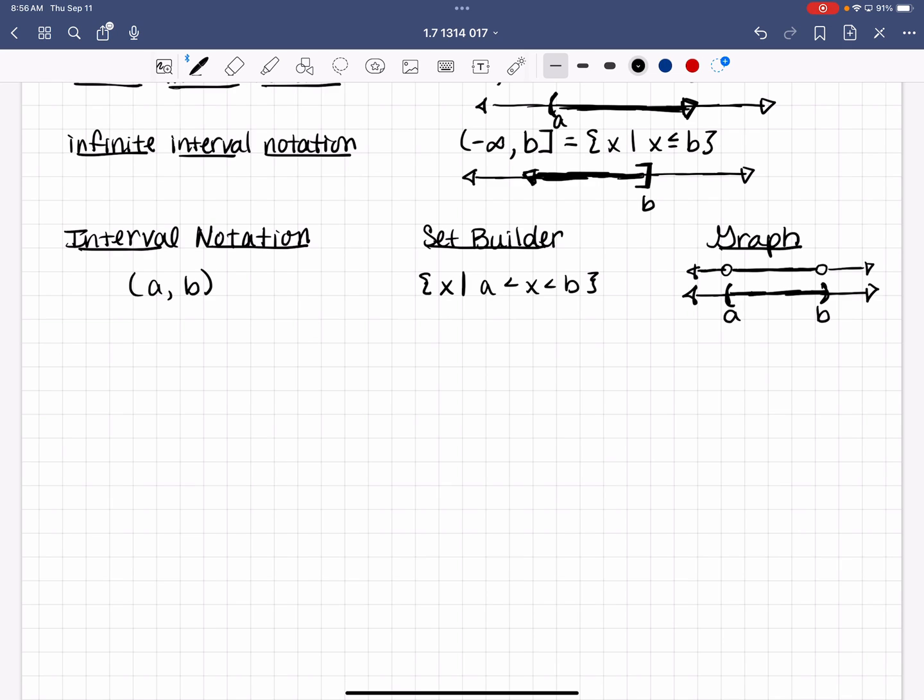We can have it, of course, two closed brackets, two closed circles, and that means two equal to's. So I've got X such that A is less than or equal to X is less than or equal to B.